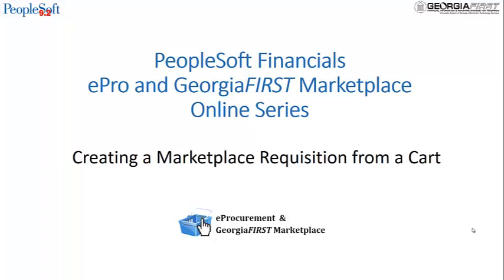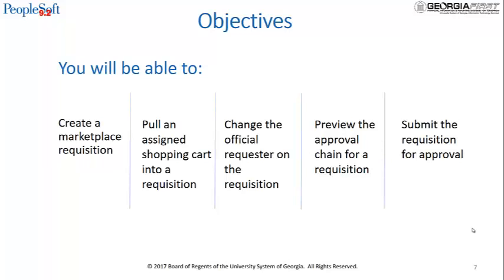Welcome to creating a marketplace requisition from a cart. When you have finished this lesson, you will be able to create a marketplace requisition, pull an assigned shopping cart into a requisition, change the official requester on the requisition, preview the approval chain for a requisition, and submit the requisition for approval.